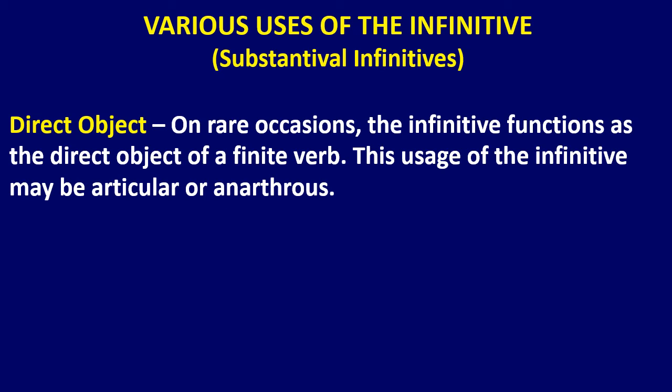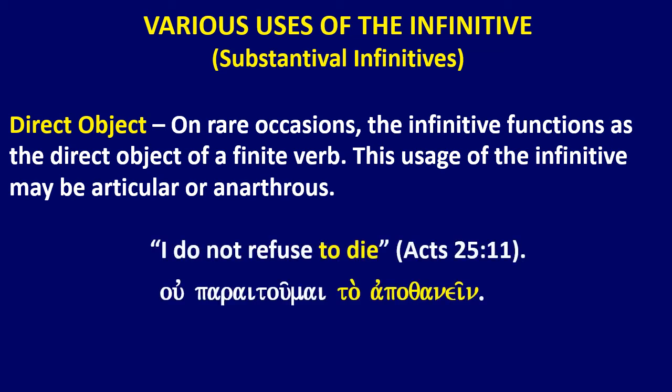There can also be the direct object usage as a substantival infinitive, and this is quite rare actually, but these do occur. And so the infinitive can not only function as the subject in a sentence, but it can also be a direct object. And here we have an example from Acts 25, verse 11, where Paul says, I do not refuse, subject, verb, and what is the object? To die. To apothanein. Again, the aorist active infinitive form of apothnesko.